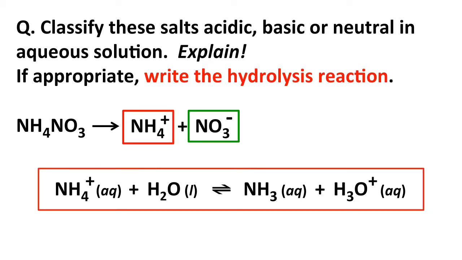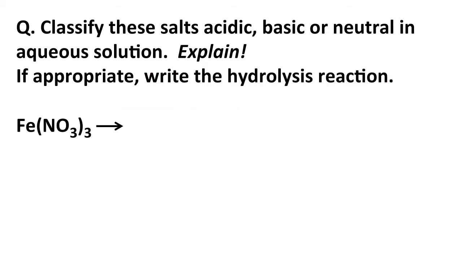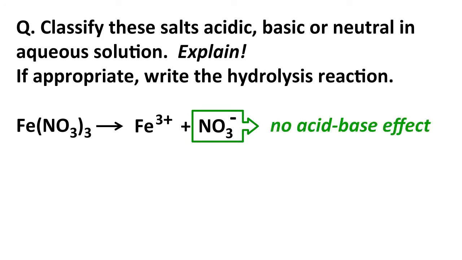So that's the reaction showing the acidic nature of this solution. Okay, and the last salt to do is Fe(NO3)3, or iron(III) nitrate. In aqueous solution, this dissociates into the iron(III) ion, Fe3+, and the nitrate ion. I'm not trying to balance things here, just noting what the two substances are. As we saw previously, NO3-, is a very weak base, the conjugate of the strong acid HNO3, so no acid-base effect.